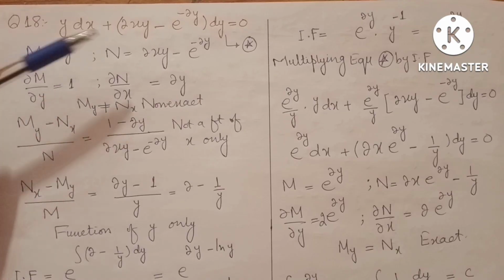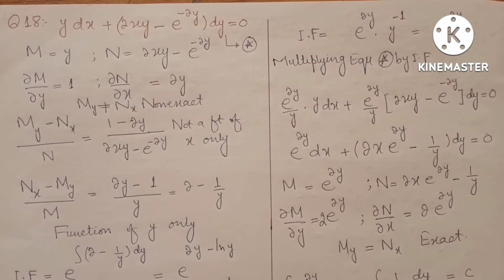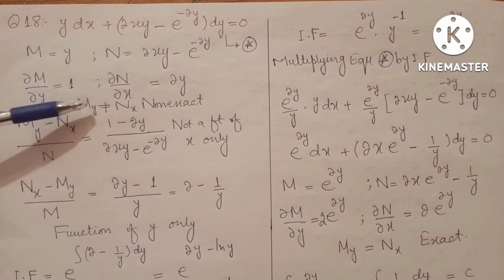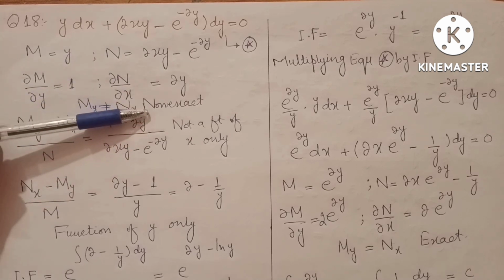y dx plus (2xy − e raised to power −2y) dy. Differentiate M partially with respect to y. Differentiate N partially with respect to x. These results are not the same, so the equation is non-exact.